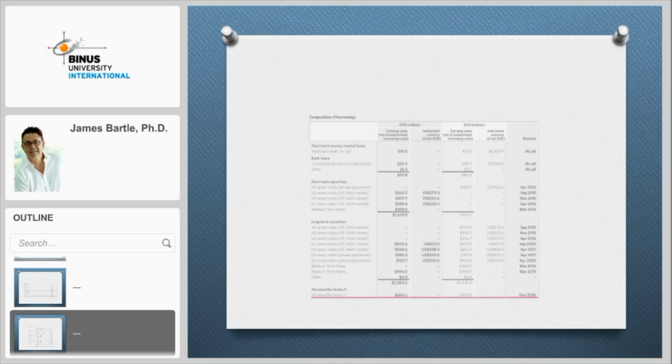That tells us something really important about WACC. WACC will change from time to time. In the case of Woolworths, it's changed from 2014 to 2016. You'll notice that there are some amounts here which are not in 2015. That means they've repaid some debt.